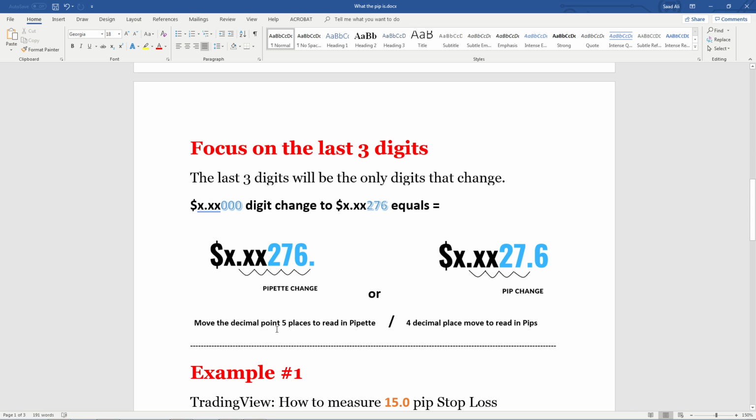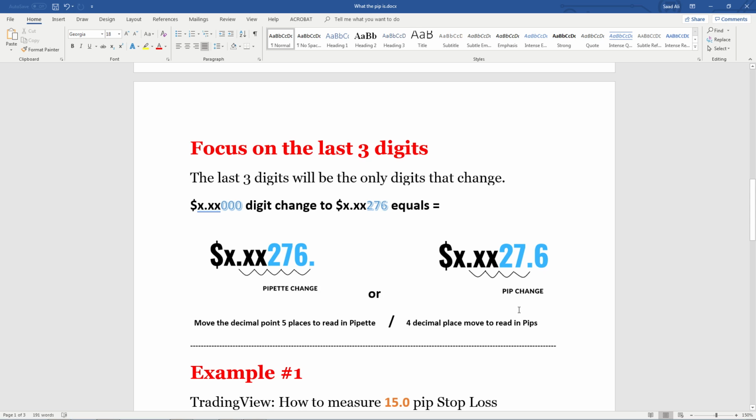Move the decimal place 5 places to read in pipettes. So just remember that. Move the decimal place 5 places to read pipettes, or move it 4 decimal places to read in pips. So 1, 2, 3, 4. 27.6 pips. So I want you to just remember we're going to focus on the last 3 digits, and if the value changes 276, we read that as 276 pipettes or 27.6 pips.